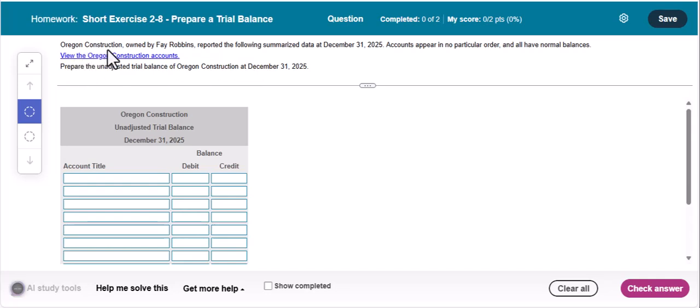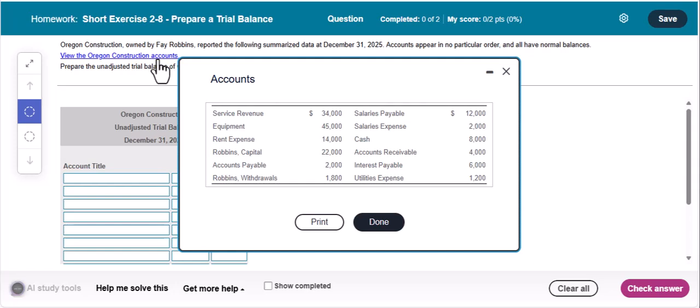So, Oregon Construction, owned by Faye Robbins, reported the following summarized data at December 31st, 2025. Accounts appear in no particular order and all have normal balances. So in other words, what that means is that the balances are on the plus side.